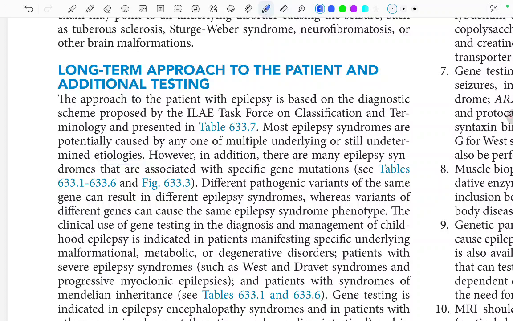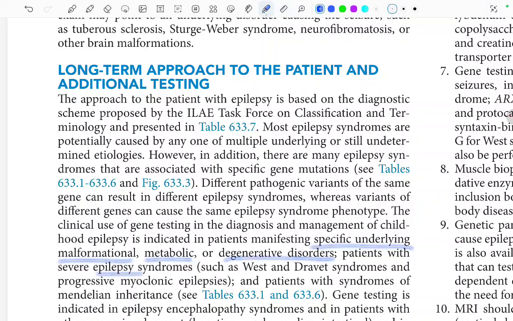However, in addition, there are many epilepsy syndromes that are associated with specific gene mutations. Different pathogenic variants of the same gene can result in different epilepsy syndromes, whereas variants of different genes can cause the same epilepsy syndrome. Phenotype. The clinical use of gene testing in the diagnosis and management of childhood epilepsy is indicated in patients manifesting specific underlying malformation or metabolic or degenerative disorder.